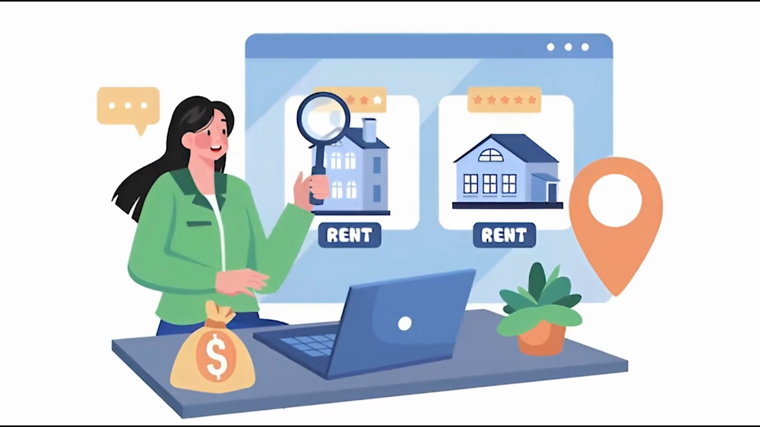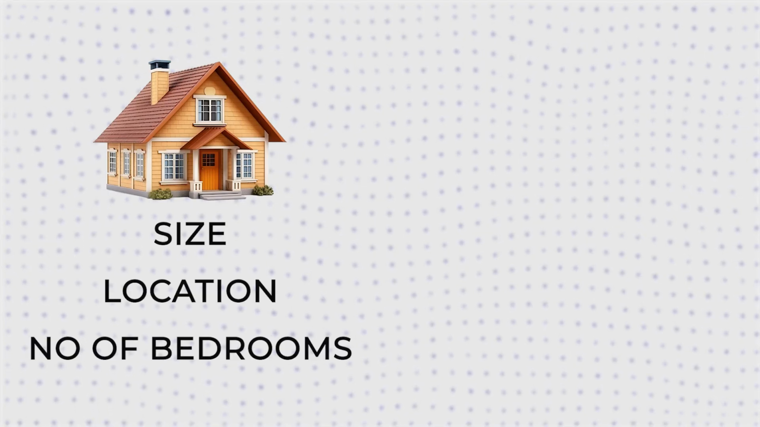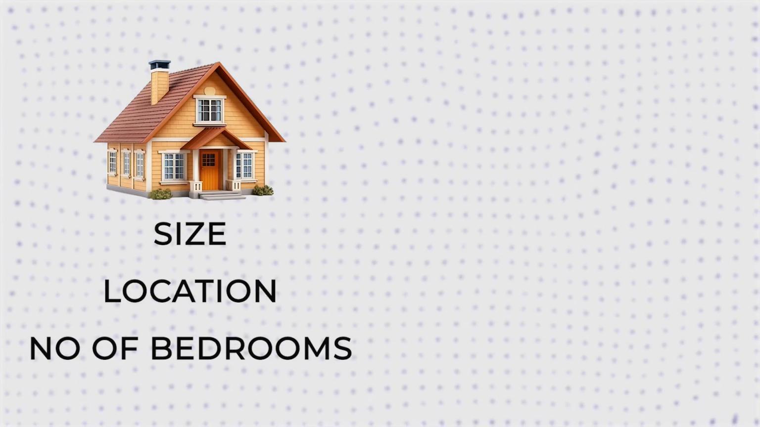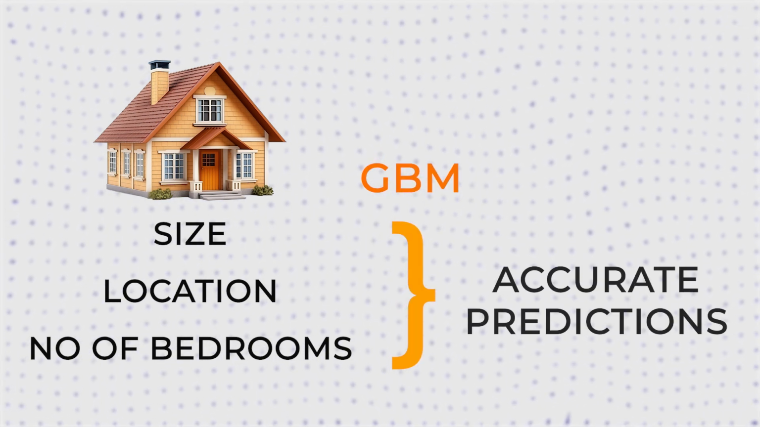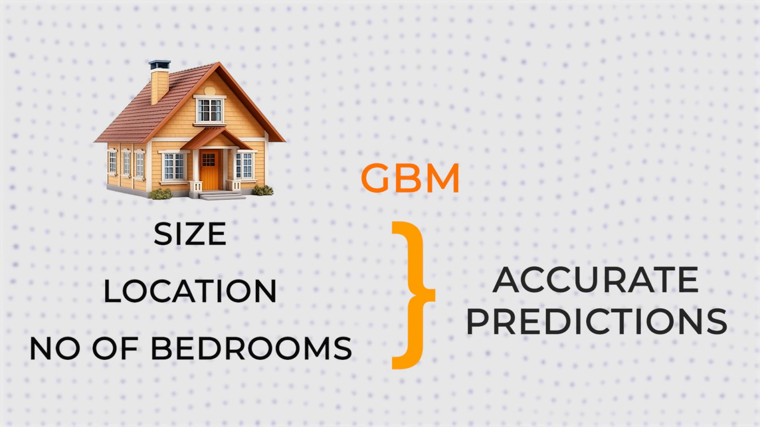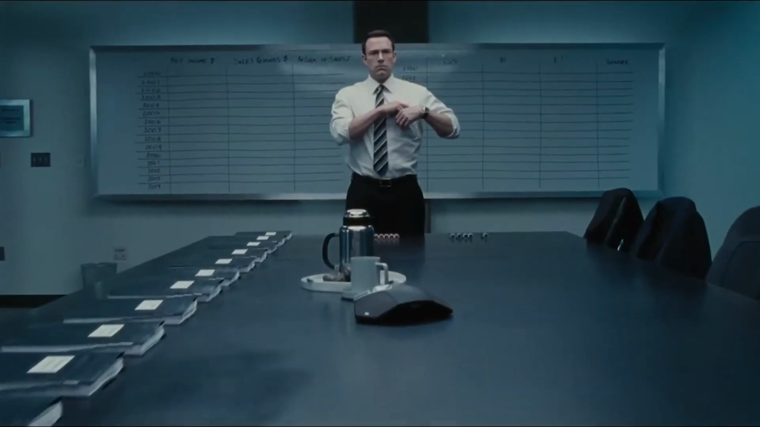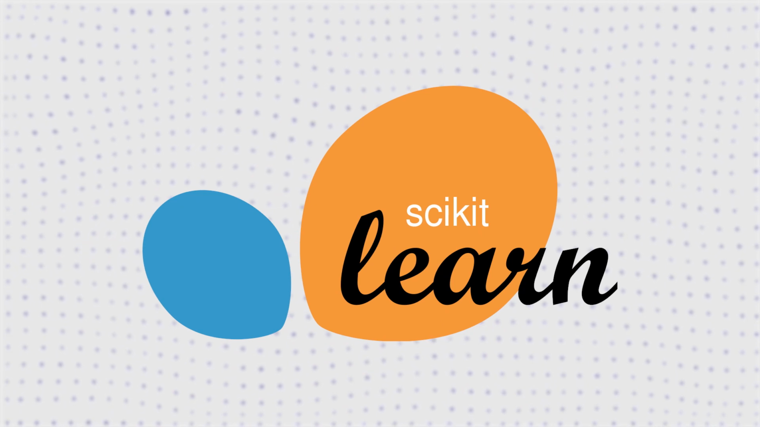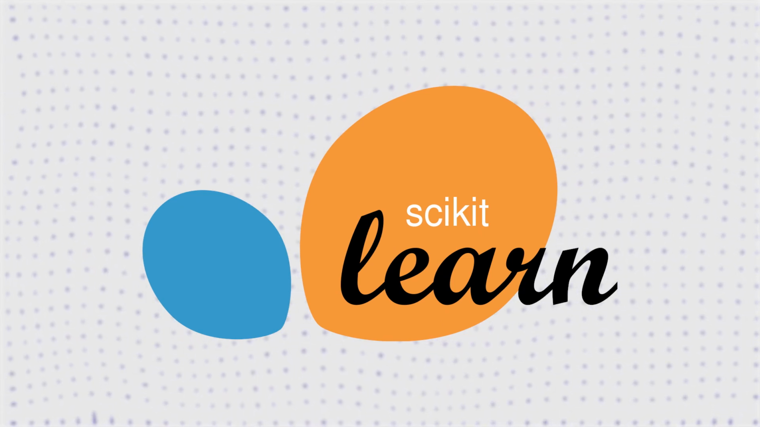Imagine we are real estate moguls trying to predict house prices. Each house has features like size, location, and number of bedrooms. GBM helps us combine all this information to make accurate predictions, learning from past sales data to forecast future prices. Let's roll up our sleeves and see GBM in action. We will use Python's scikit-learn library to implement a simple model that predicts house prices.